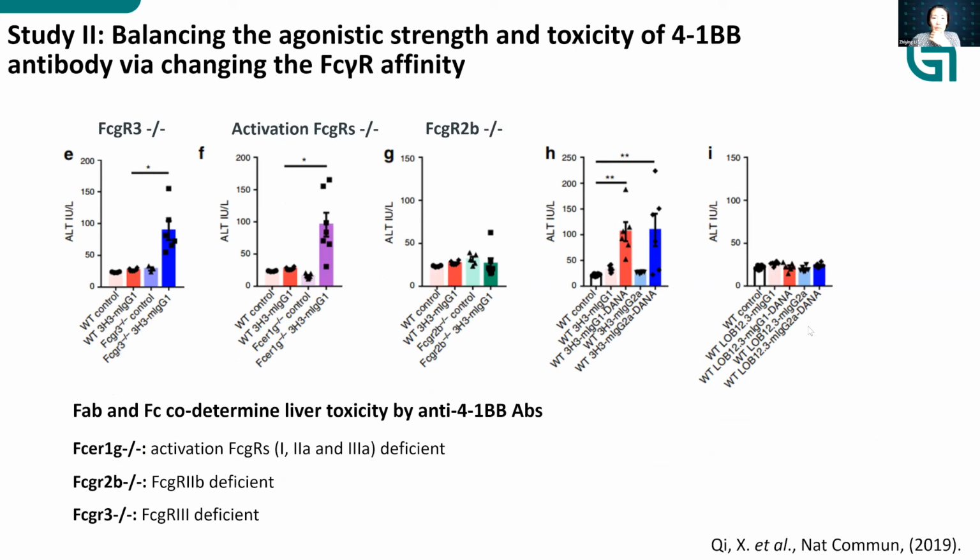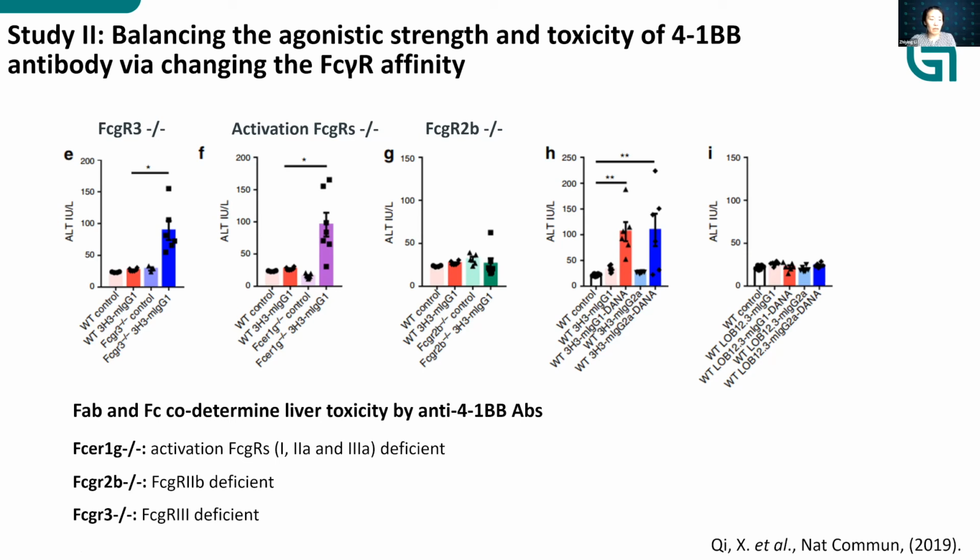I would point out, bring your attention to the two on the left side, which is switching out the activational FcγRs. In either case, the high affinity antibody is still able to elicit a toxic effect that is read out by the ALT activity. On the other hand, when the FcγR2b is knocked out from the animal, neither of the high affinity antibodies is able to elicit adverse effect anymore.